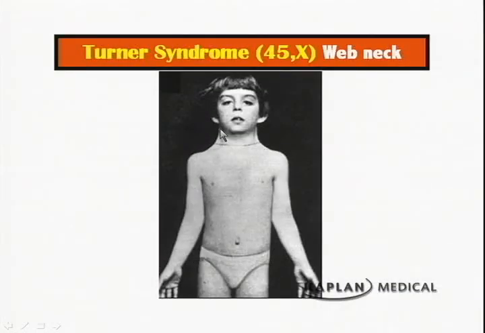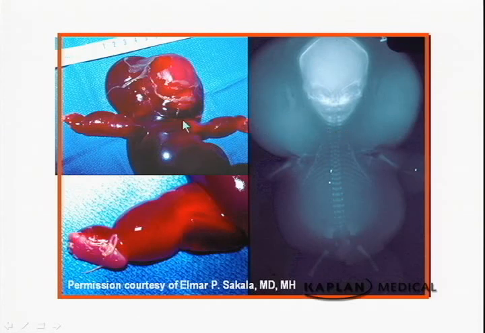Here we have Turner syndrome, and you can see the web neck. The web neck is a residual of the cystic hygroma, which has shrunk, and the loose skin is left in the form of a web neck. This shows the significant cystic hygroma and the hydropic changes of this fetus that had Turner syndrome. You can see this fan shape of the cystic hygroma on this total body X-ray.